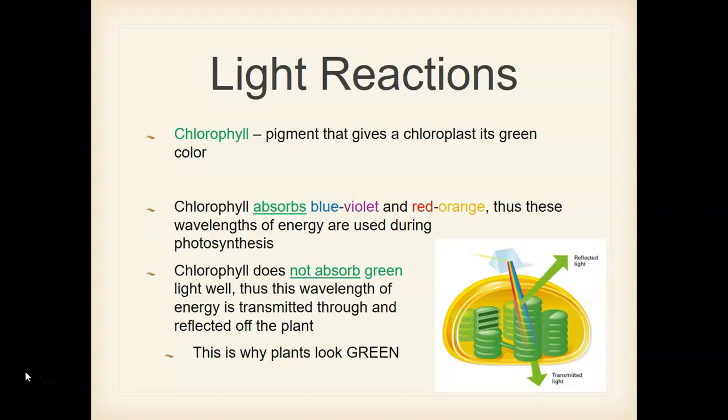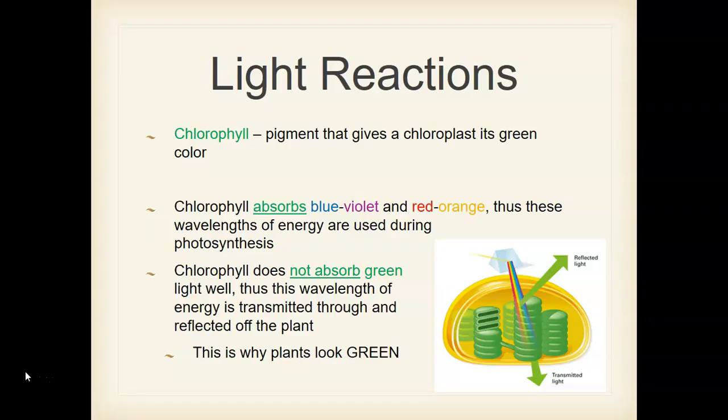Flip side, if you wanted to stay warm in the wintertime, black's a great color because black absorbs all of it. So hopefully that makes sense in terms of why you see different colors based on what gets absorbed, what gets transmitted, what gets reflected.